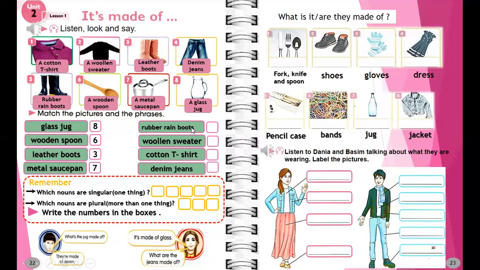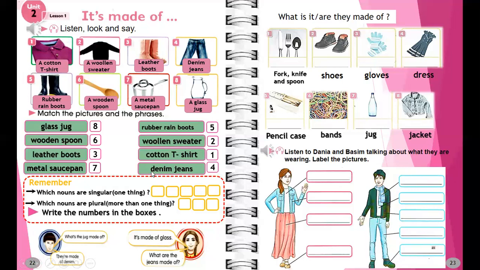Rubber rain boots. البوت المطري المطاط. It refers to picture 5. You should write 5 inside the square. Woolen sweater. لبس صوفي. هذه it refers to picture 2. هذه تشير إلى الصورة رقم 2. Cotton t-shirt. التيشيرت القطني. This refers to picture 1. هذه تشير إلى الصورة رقم 1. وعندي finally denim jeans. الجينز القطني. هذه راح تشير إلى 4.